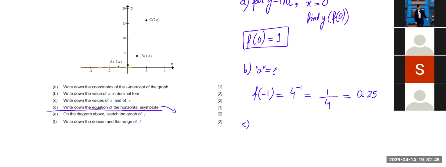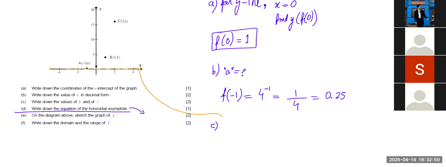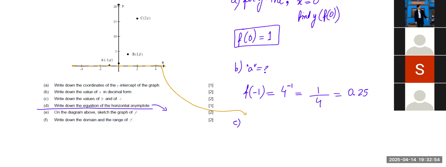Now, what's the equation of this line? How do I write down the equation of this line? Anybody? How do you write the equation of horizontal lines? Come on, guys. This is supposed to be obvious knowledge at this point.